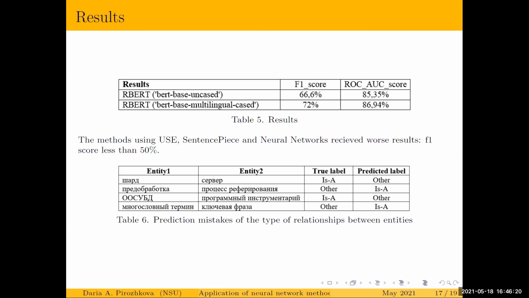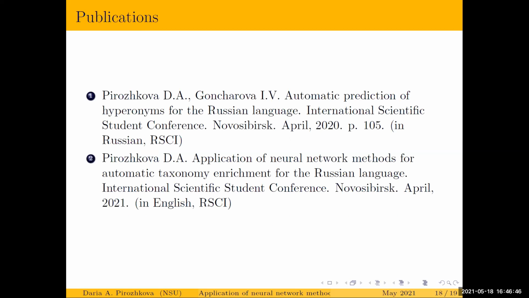You may also see examples of mistakes in prediction for R-BERT multilingual. You may see which entities this model predicts incorrectly, where is-a is predicted as other, and other relation is predicted as is-a. Also about publications, this project had 2 publications. You may see them on this slide.